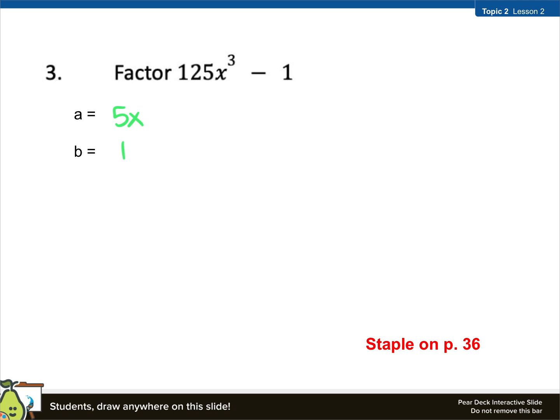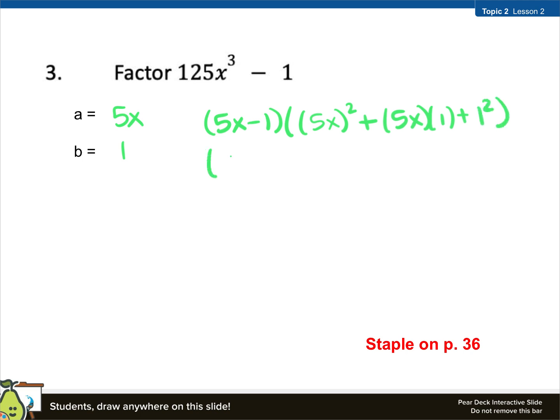Did you get 5x for a and 1 for b? If you did, let's keep going. So 5x minus 1 for our a minus b. We're going to take 5x and square it. We'll change the sign to a plus. 5x times 1 plus, and then 1 squared. So we have 5x minus 1. 5x squared is 25x squared. 5 times 1 is 5x, and then a plus 1.